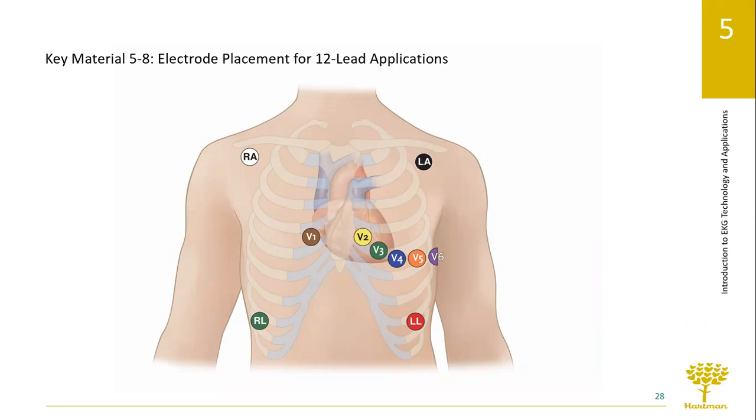V1 and V2 are looking at the middle of the heart, they're septal. V3 and V4 are looking at the anterior portion of your heart. And V5 and V6 are looking at the side or lateral portion of the left ventricle.